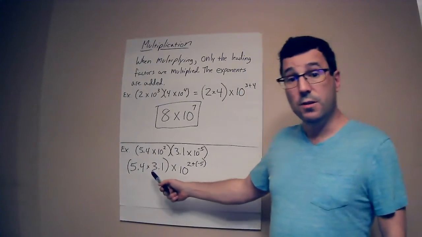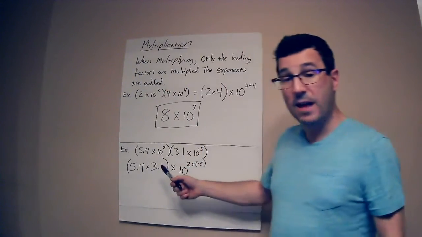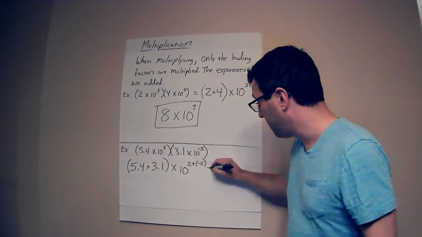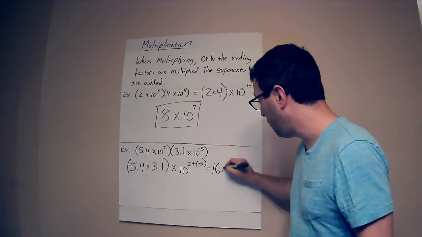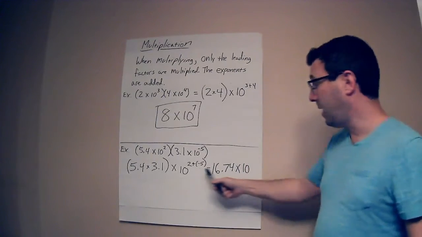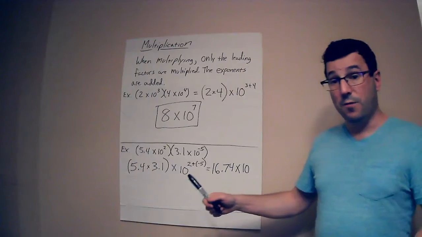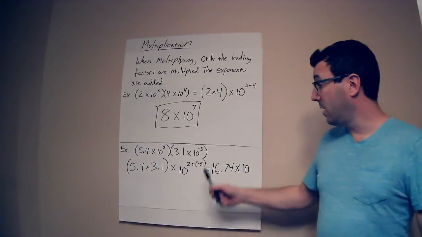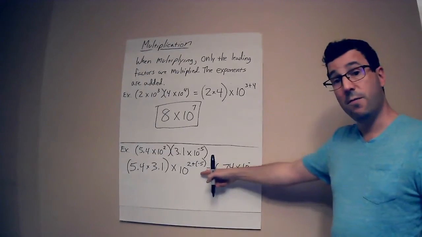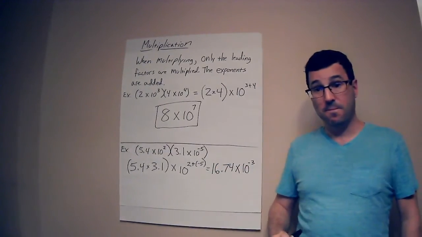So when I do this, 5.4 times 3.1 is going to give me 16.74 times 10, and 2 plus negative 5. Different signs means we're going to subtract, and we're going more negative, so our answer is going to be negative, and 5 minus 2 is 3. So we get a 10 to the negative 3.